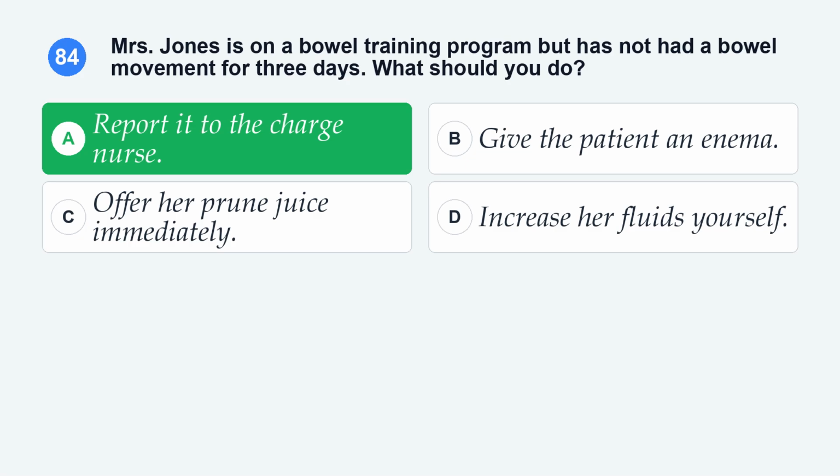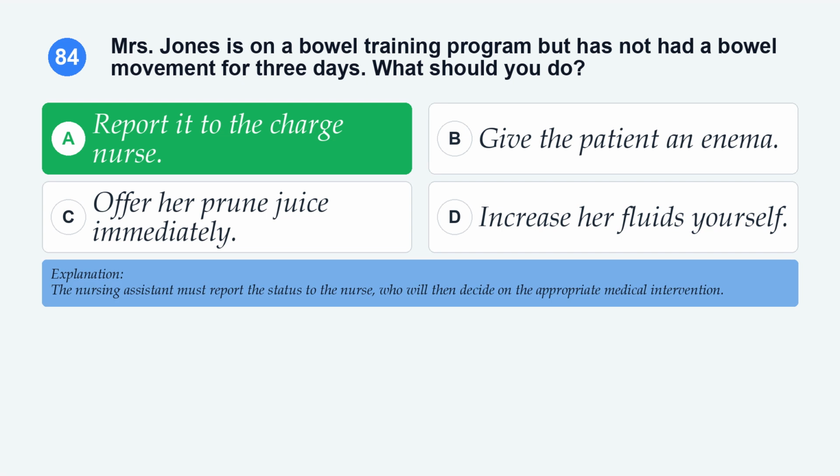The correct answer is option A. Report it to the charge nurse. Explanation. The nursing assistant must report the status to the nurse, who will then decide on the appropriate medical intervention.